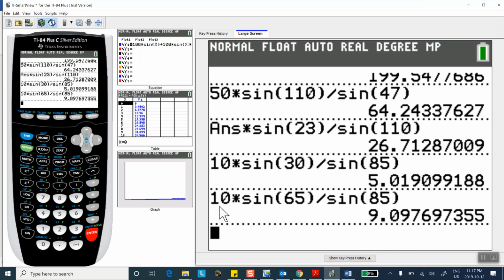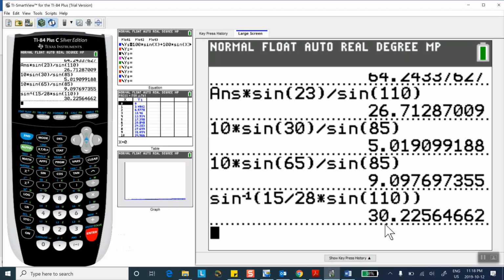15 over 28 is actually sine inverse of that, right? Yeah, it's actually sine inverse of that. So second function, sine inverse of 15 divided by 28 times sine of 110. Close and enter.